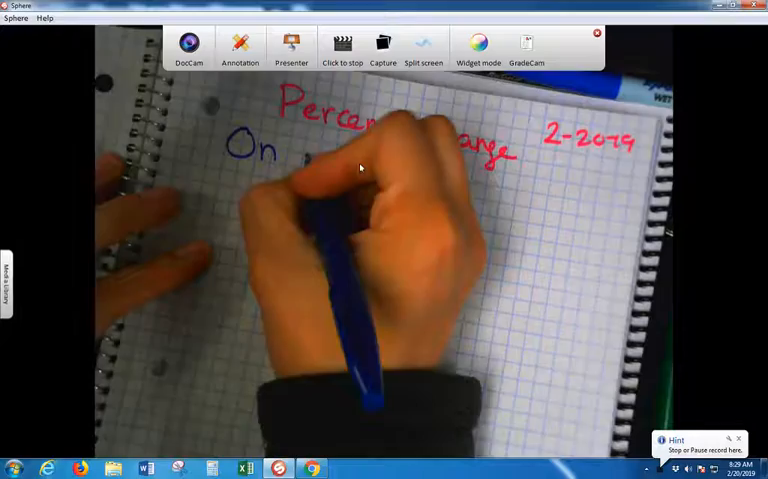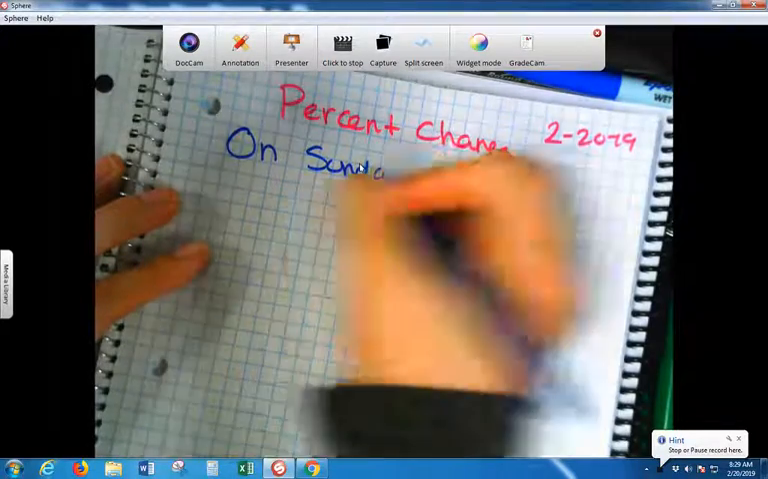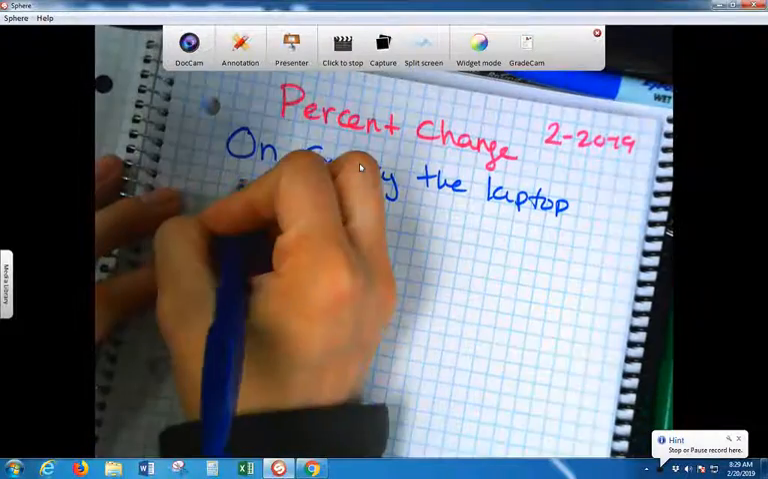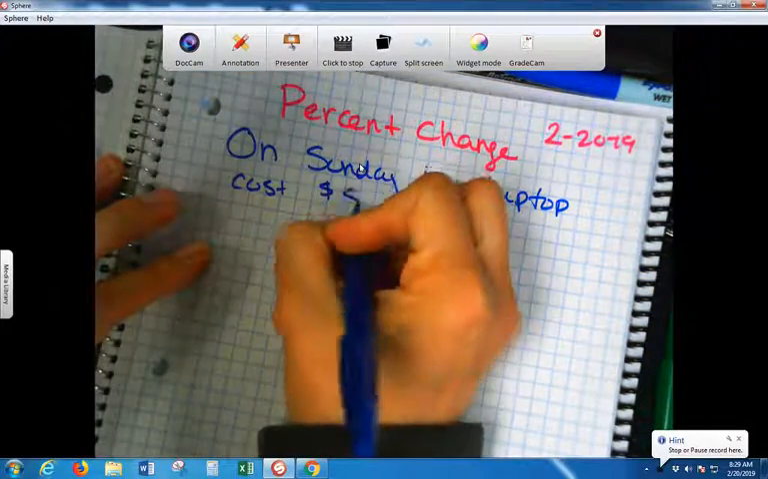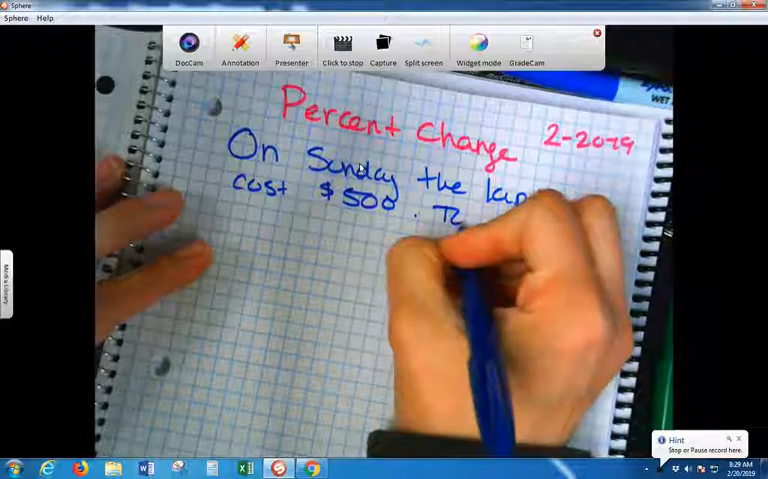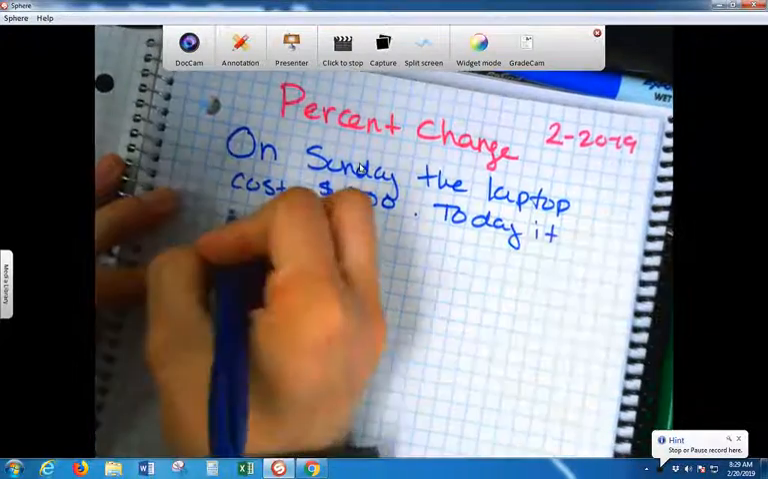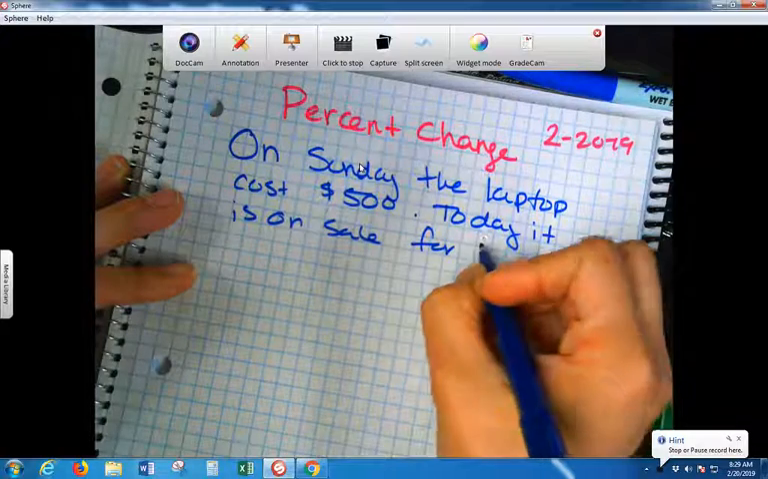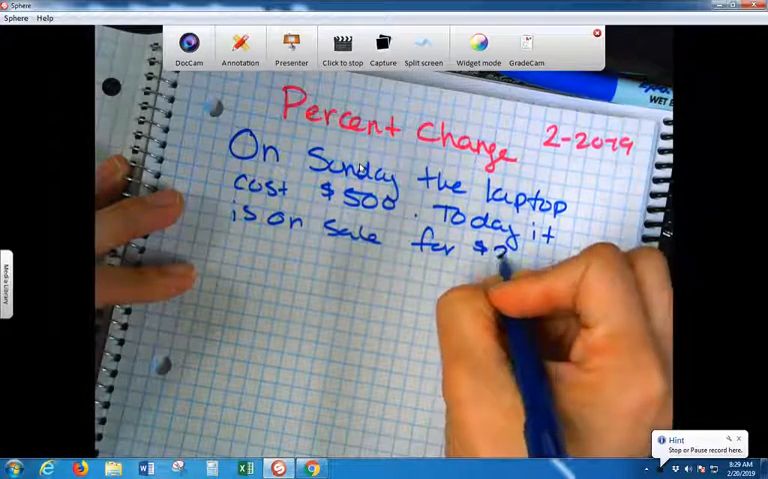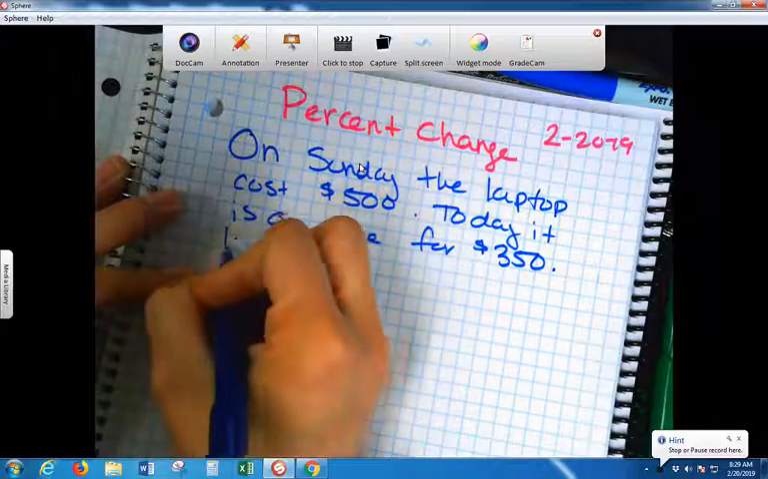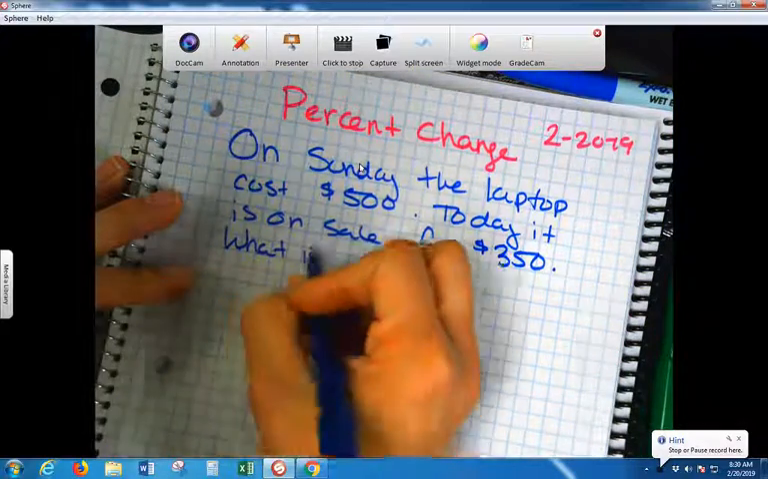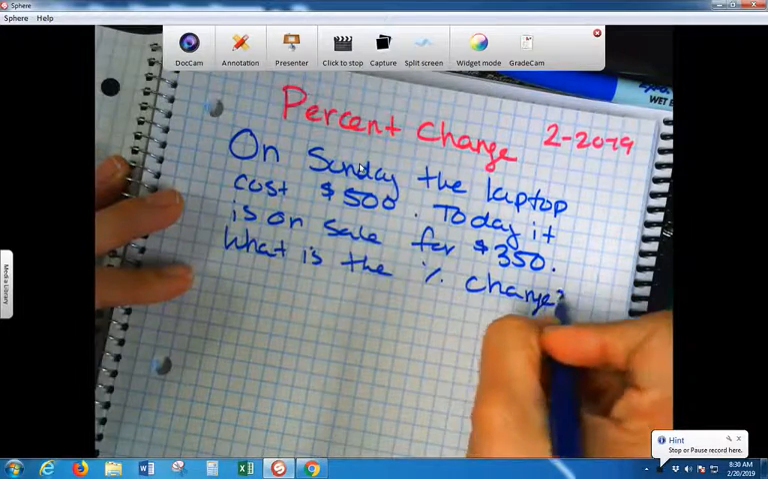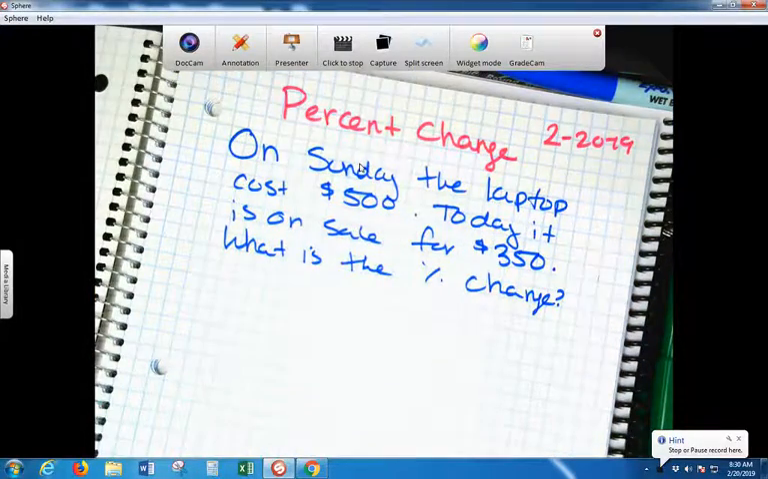On Sunday, the laptop cost $500. Today, it is on sale for $350. What is the percent change? Or how much did you save? What percent did you save?